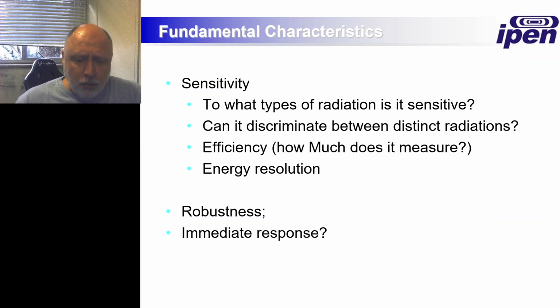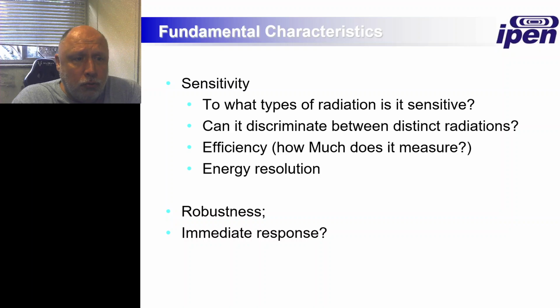Well, some fundamental characteristics of detectors. First of all is the sensitivity. To what radiation is it sensitive? Is it sensitive to alpha, beta, gamma, neutrons? Second, maybe it's sensitive to one radiation only if it is in a certain energy range, right? Like our eyes with visible light, right?